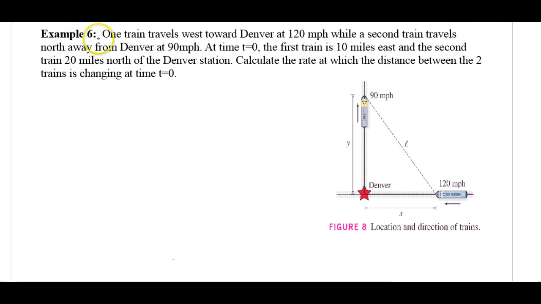All right, in this last example, example 6, there's a very similar problem on a previous AP exam where instead of trains, we're dealing with ships.